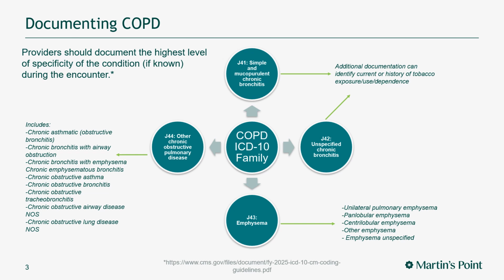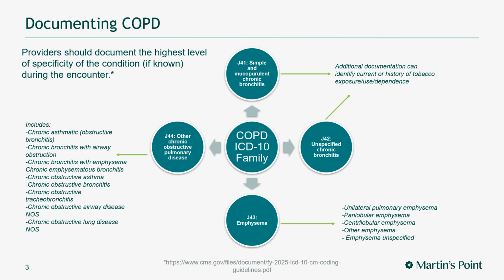On the top, there's the J41 category, simple and mucopurulent chronic bronchitis. And on the right, the J42 family, unspecified chronic bronchitis. Additional documentation can also help identify current or history of tobacco exposure, use, or dependence.